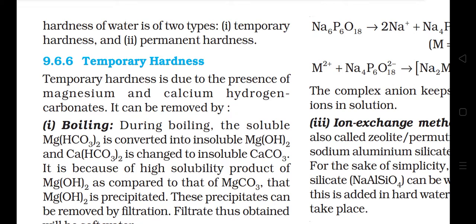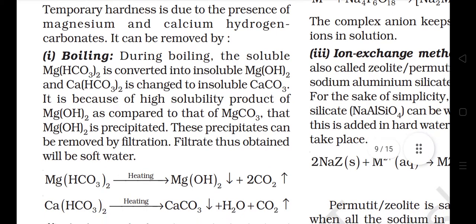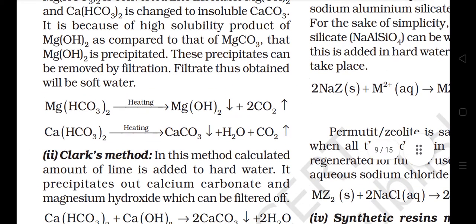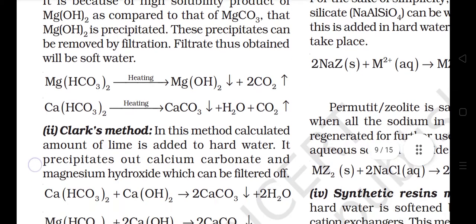Temporary hardness is due to the presence of magnesium and calcium hydrogen carbonates. It can be removed by 1. Boiling. During boiling, the soluble magnesium hydrogen carbonate is converted into insoluble magnesium hydroxide, and calcium bicarbonate is changed to insoluble calcium carbonate. It is because of the lower solubility product of magnesium hydroxide as compared to that of magnesium carbonate that magnesium hydroxide is precipitated. These precipitates can be removed by filtration. The filtrate thus obtained will be soft water.